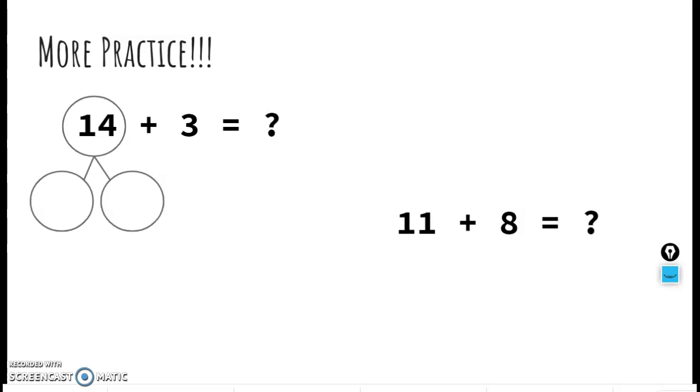Break up that 14, it breaks into 10 and 4. I'm going to cross off the 14 because I've already used it one time. I have to use each number one time.